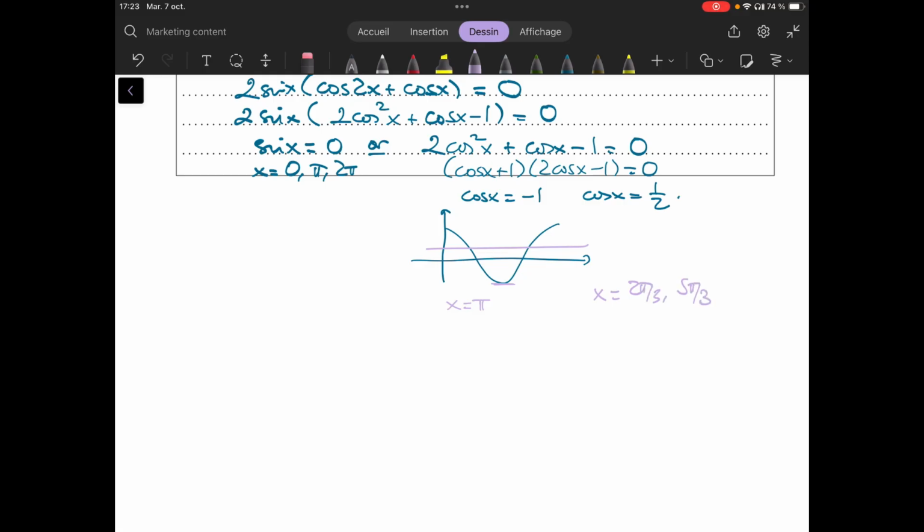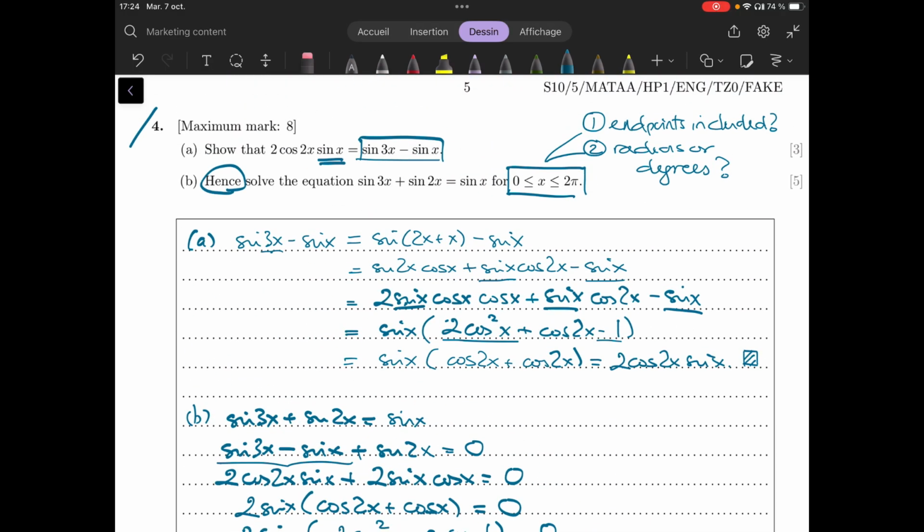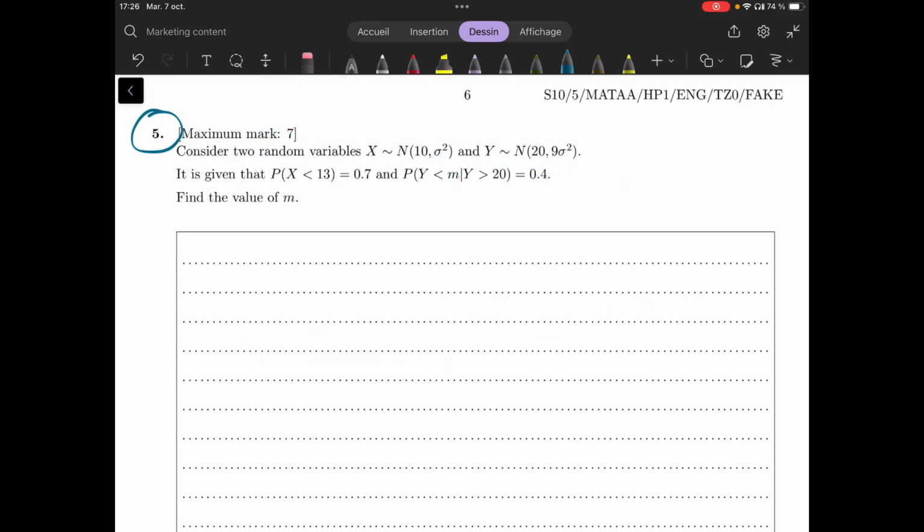Do we have to take periodicity into account? In this case, no, because the period of the function is 2 pi, and our interval is from 0 to 2 pi, so we don't need to add any multiple of the period. Therefore, your solution set is 0, pi by 3, pi, 5 pi by 3, 2 pi. This is the end of question 4.